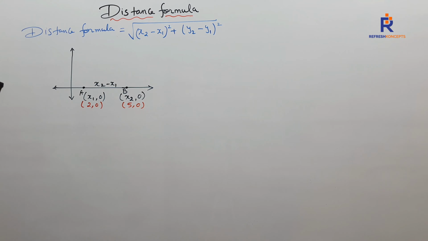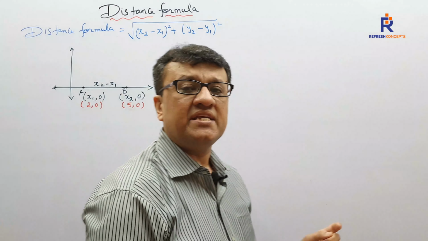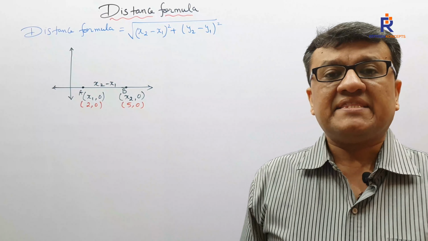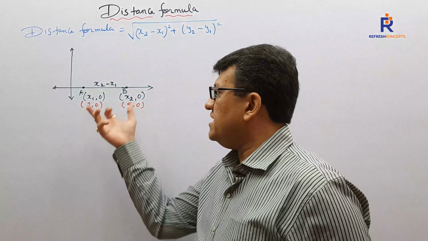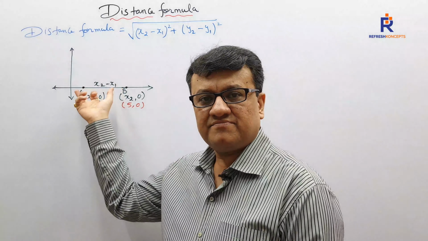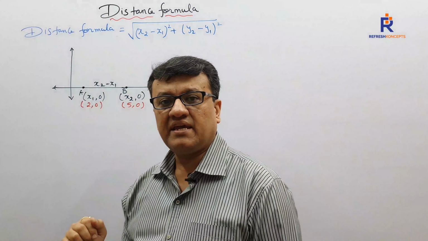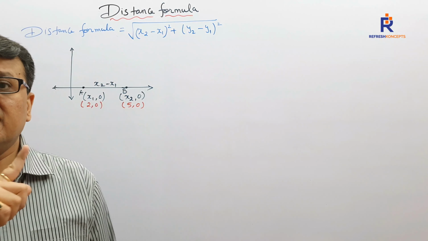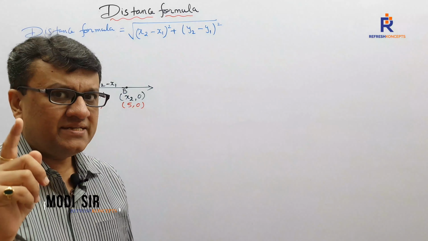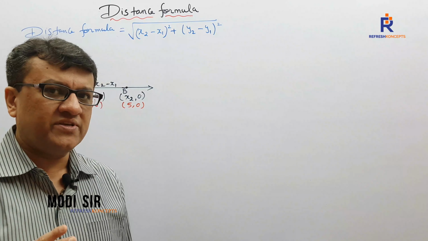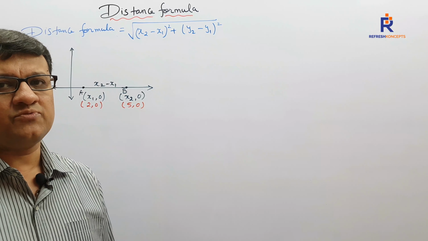So what did we learn in the last 30 seconds? That if two points lie on the x-axis, the distance between them is always given by x2 minus x1. What did we learn via this graph? That if two points lie on the x-axis, the distance between them is always given by x2 minus x1.